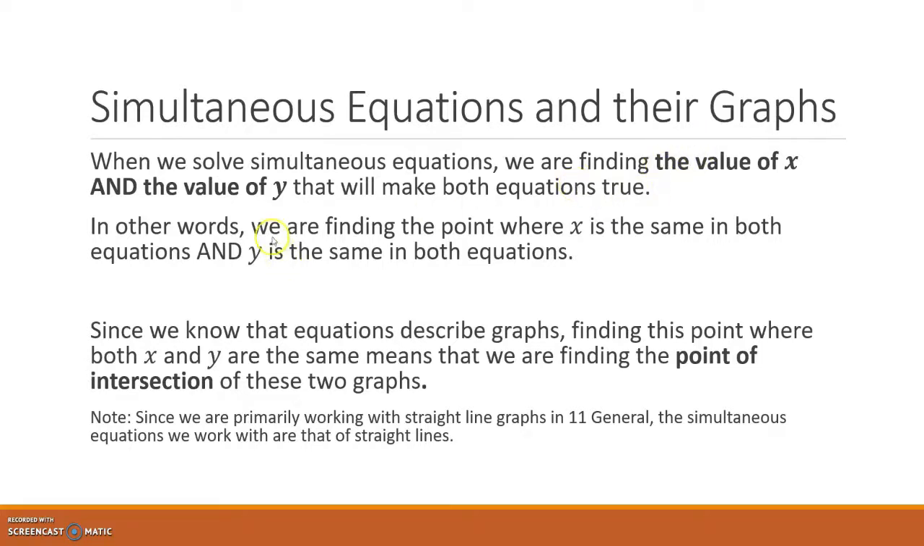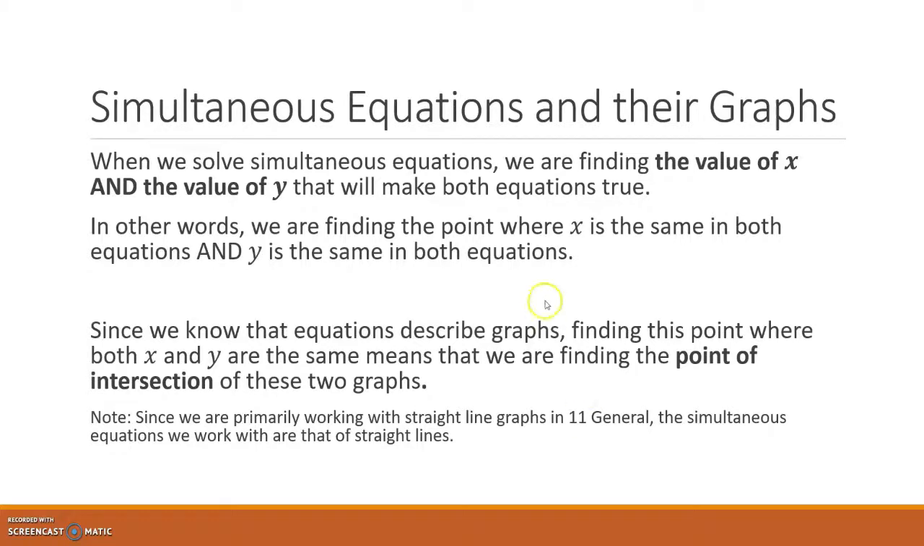Another way of saying what I've just said is we are finding the point where x is the same in both equations and where y is the same in both equations. And since we know that equations describe graphs, finding this point where both x and y are the same in both graphs means that we're finding the point of intersection of those two graphs. So if they describe straight lines, we're finding the point where those two straight lines intersect. That's primarily what we're working with in Year 11 General, straight line graphs. So if we simultaneously solve two straight line equations, we're finding the point where they intersect.